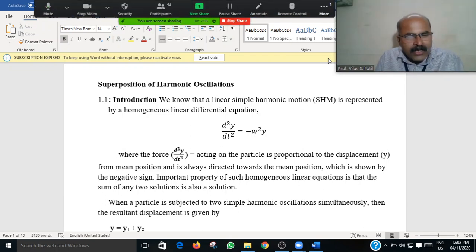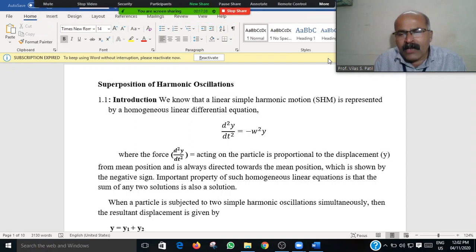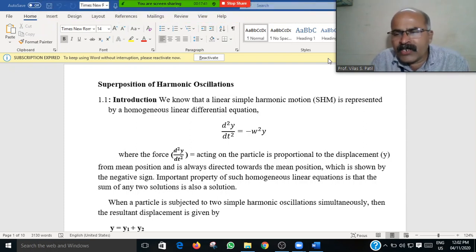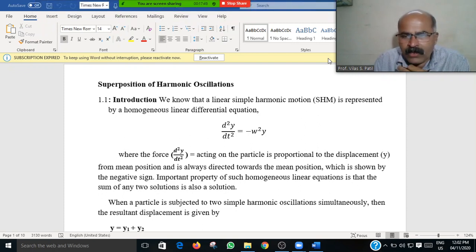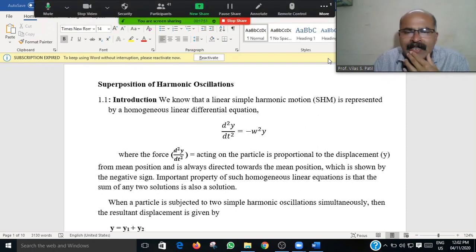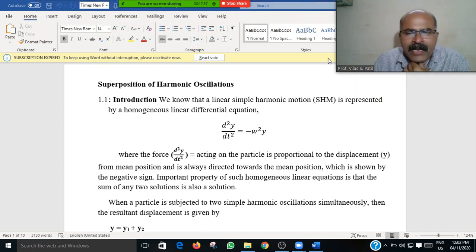Very nice. Friends, today, as I said in the last lecture yesterday, from today we are going to teach the actual syllabus. Three to four lectures ago, we studied the syllabus in detail, and after discussing it, we are going to see the first unit. The topic of the first unit is the superposition of harmonic oscillations.